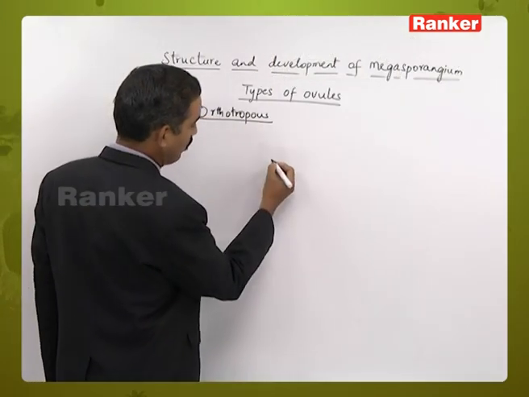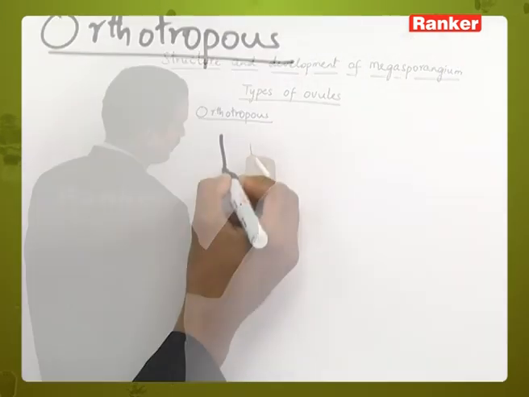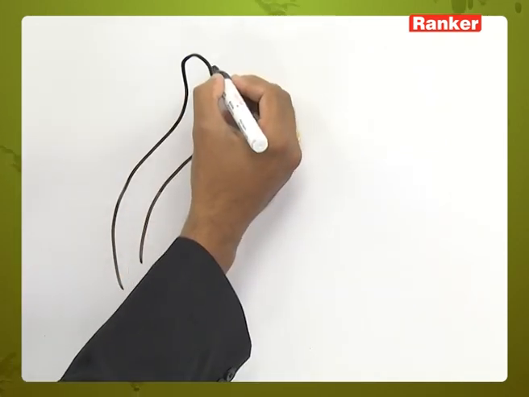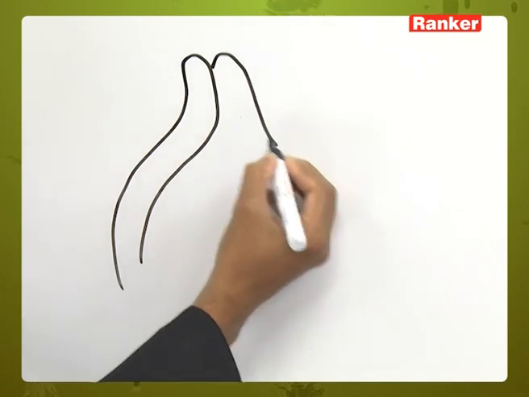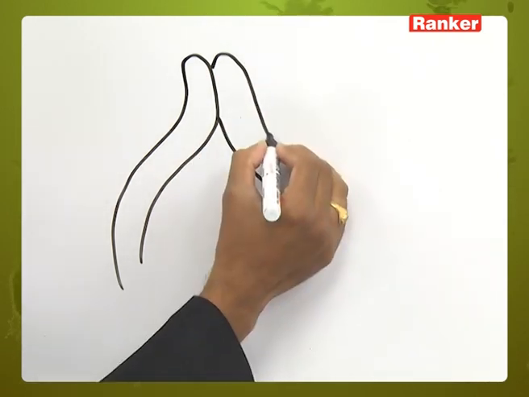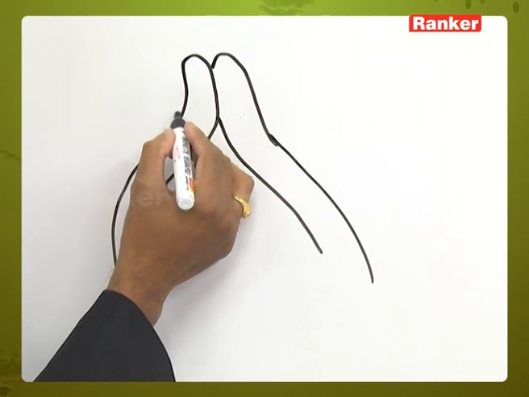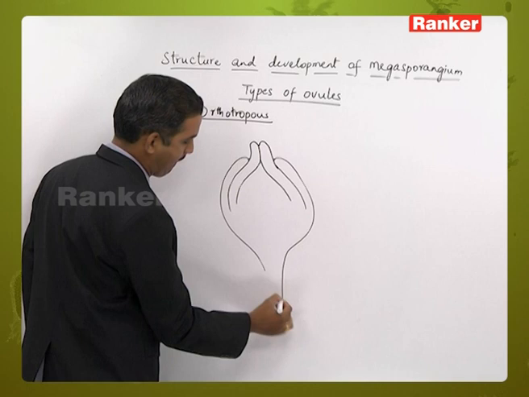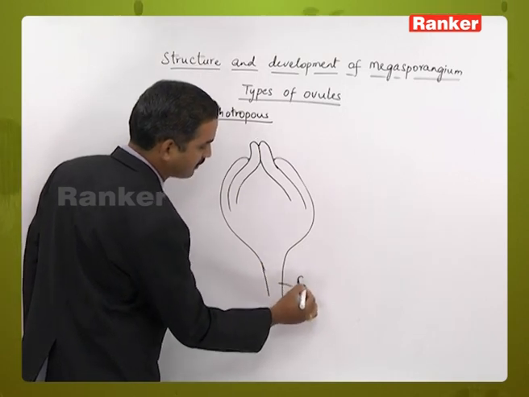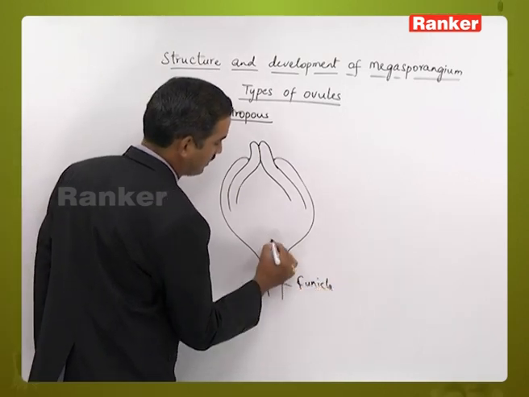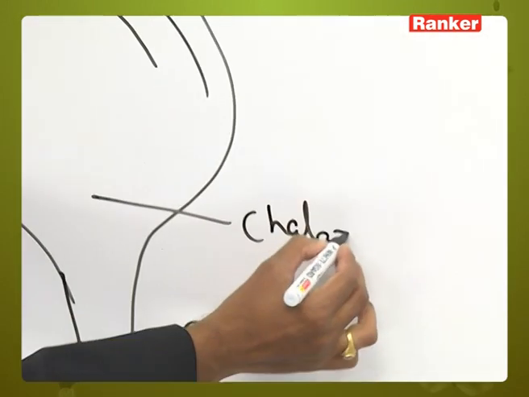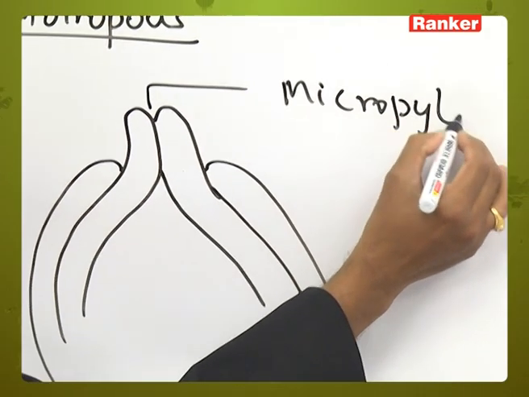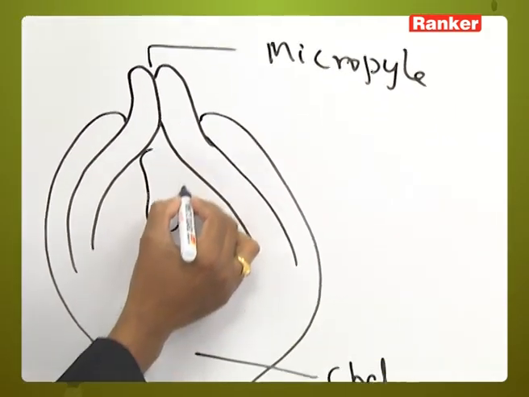So the orthotropous ovule is the one in which all the 3 parts of the ovule, that is chalaza, micropyle and funiculus, are present in a straight vertical line. So this is the funiculus or funicle, this is the chalaza and this is the micropyle. And of course here the embryo sac is also seen.